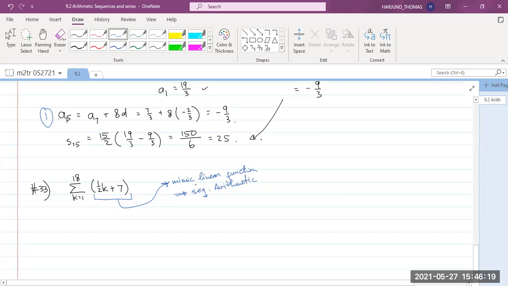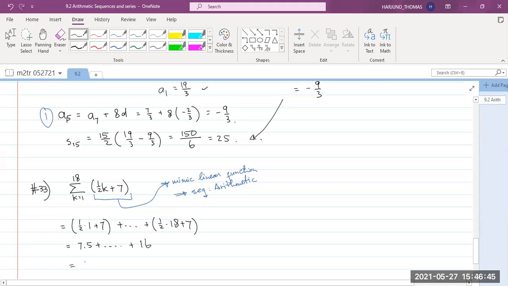And the series is arithmetic series, right? Okay, so let's see what is the first term. The first term is 1/2 times 1 plus 7. The last term is 1/2 times 18 plus 7. Do you see that? That's 7.5 in the first term. The last term is 9 plus 7 is 16.